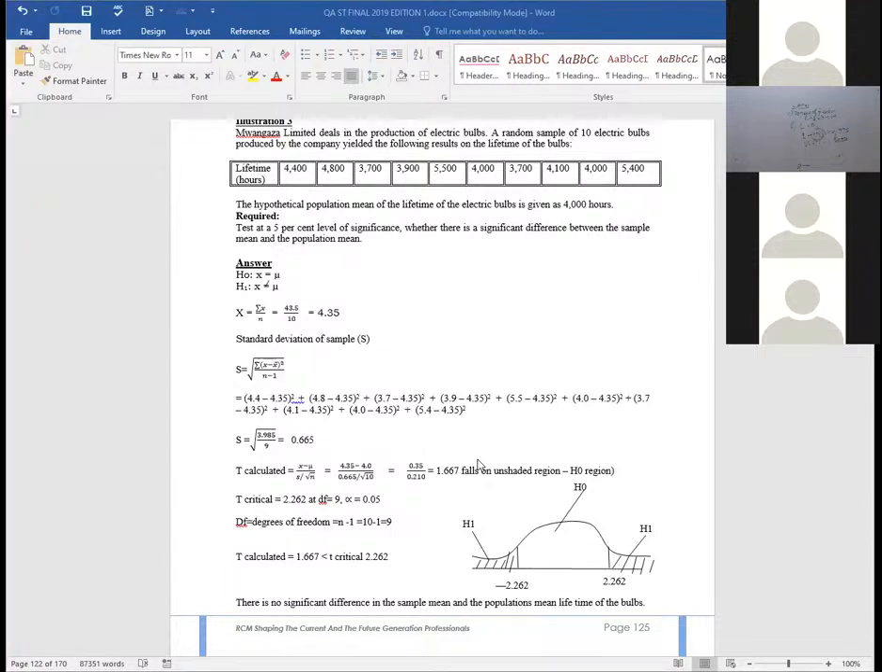Yes, Winnie. Now, if you don't want to draw this to know whether it falls on the shaded or unshaded area, you can just say that if T calculated is less than T critical, you accept, or whether it is greater, you reject. How do you handle that, normally, instead of drawing this?